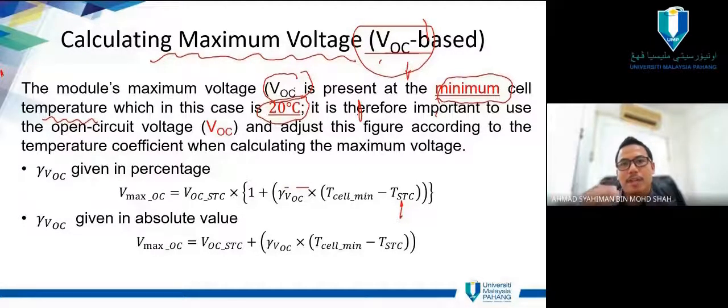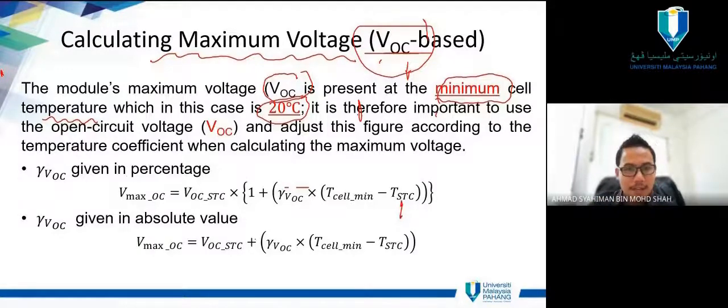That's why we call that the maximum voltage. We don't call it the minimum voltage. The temperature is minimum, but the voltage is maximum here. Okay. Then it is important to use the proper open circuit voltage and adjust this figure according to the temperature coefficient when calculating the maximum voltage. So what do we need to do? We need to calculate the V max.